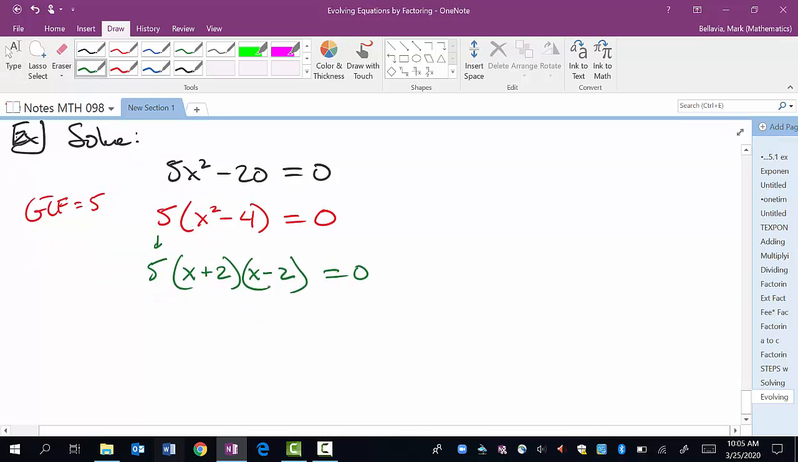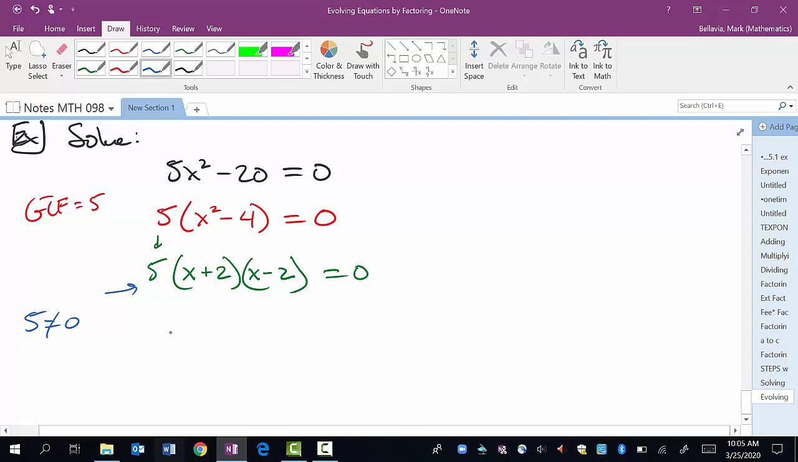You should check to see if these factor further. In this case, they don't. So now you want to set each of your factors, once it's factored completely, equal to 0. Remember, each of your factors containing a variable. So for 5, does 5 equal 0? No. So we don't use 5. It's out of the problem. You can say 5 doesn't equal 0 here. You don't even have to show this, but make sure you don't use it accidentally.